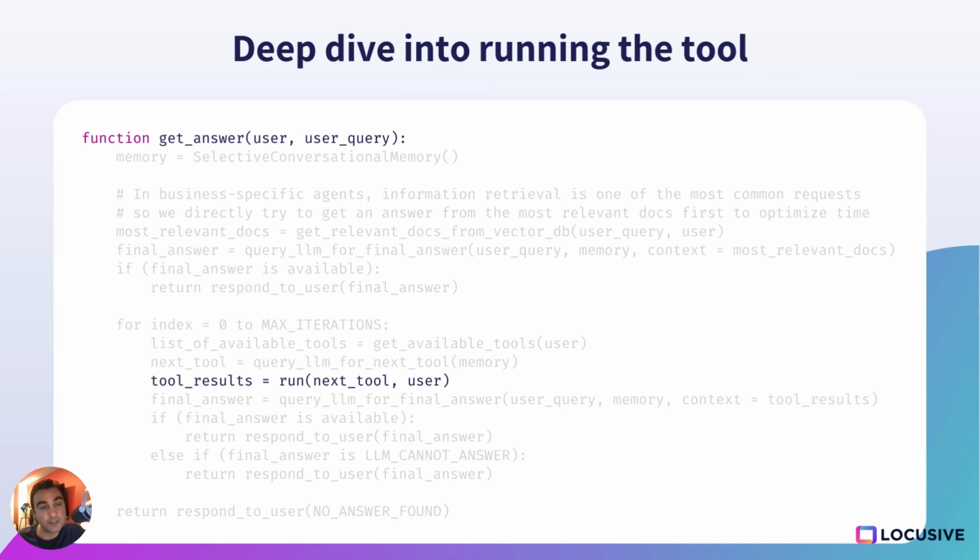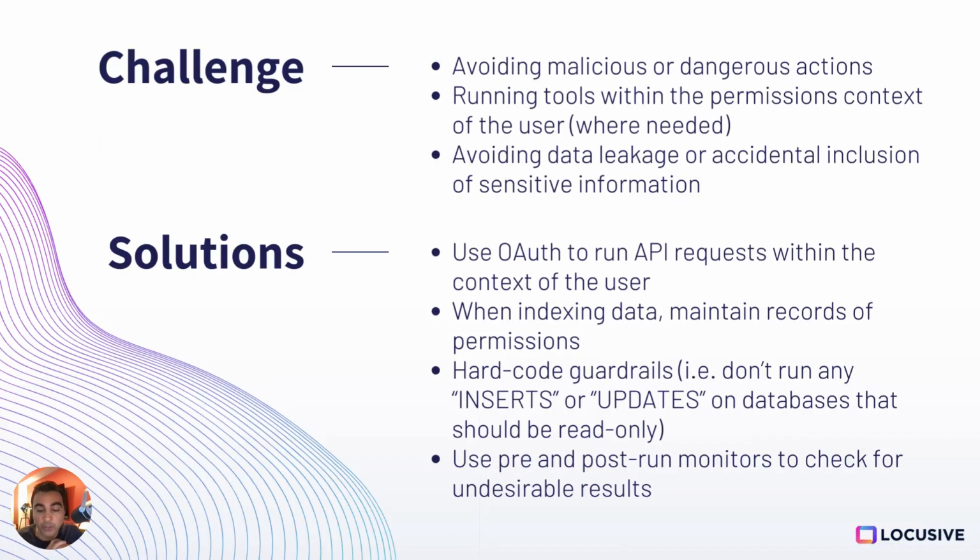So those are some types of the problems that we have when we're executing a tool. Other really important things that you need to keep in mind when you're running a tool is to make sure you're not doing anything dangerous. Avoiding malicious or dangerous actions. For example, if you've got a database query tool, you want to make sure that you're avoiding inserts or updates if you need to. Running tools within the permissions context of the user, avoiding data leakage.